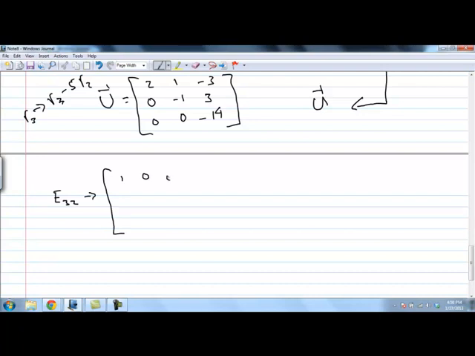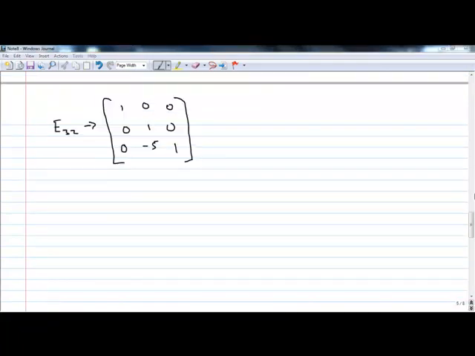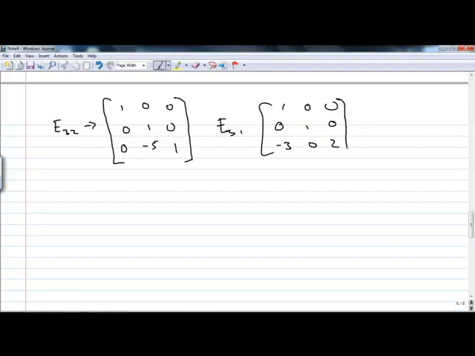Row 1 did not change. Row 2 did not change. Row 3 was formed with 0 row 1s, minus 5 row 2s, and 1 row 3. Our E31 matrix and the E21 matrix.